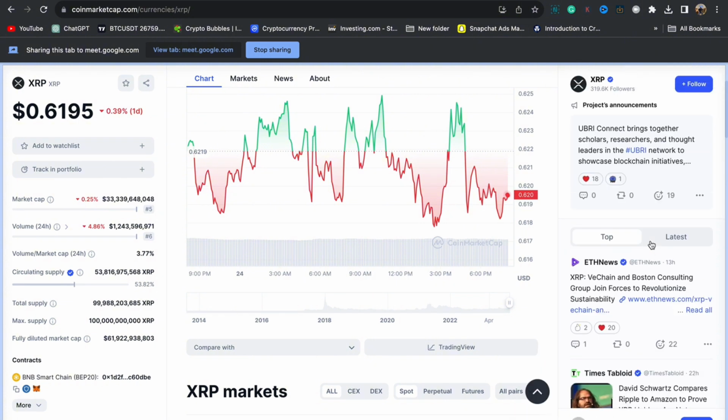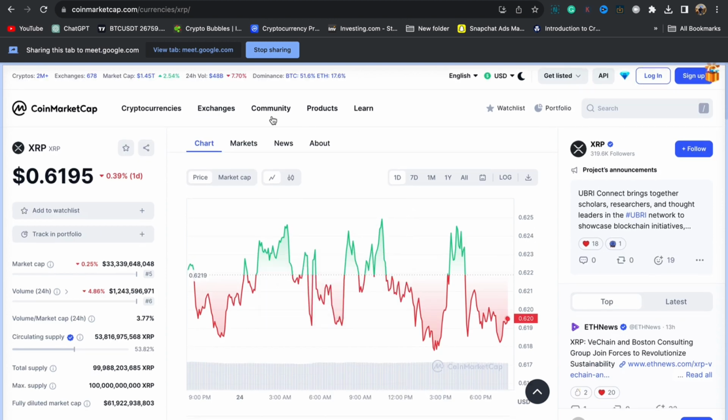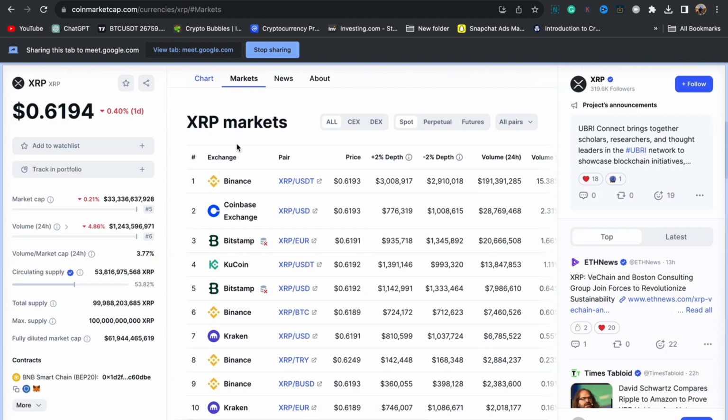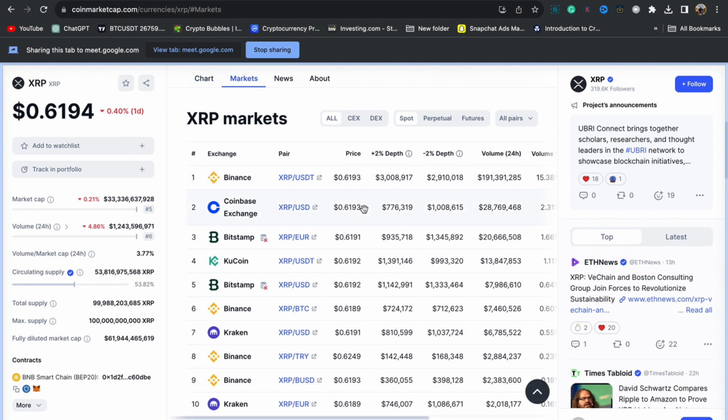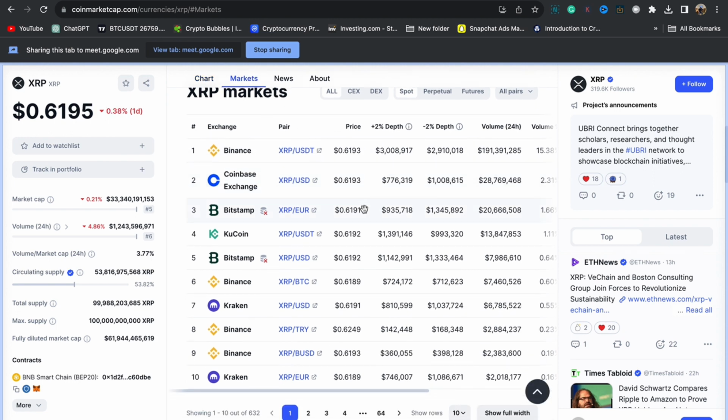So when I look at the news, now you also click on the market section. Okay, so when you click on the market section, they are going to tell you where the coin is currently listed, the exchange. So we know XRP is listed on Binance, it's listed on Coinbase, it's listed on KuCoin and Kraken. So because of this, that means it's a legit coin. You can trade it. For the past 24 hours, XRP has been down 4%.